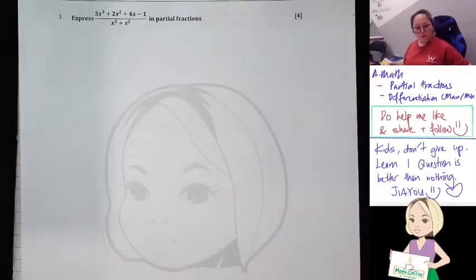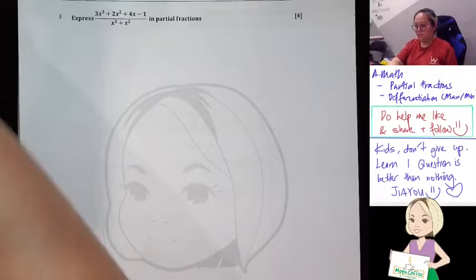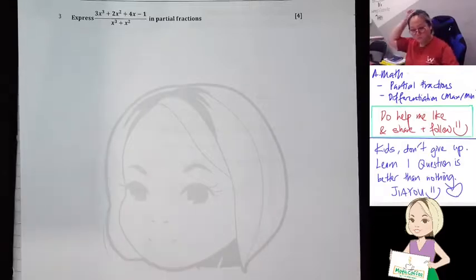Okay, so we're going to do the third question. I prepared a total of 3 partial fractions. Okay, after this question, we will start to do differentiation, maximum, minimum.